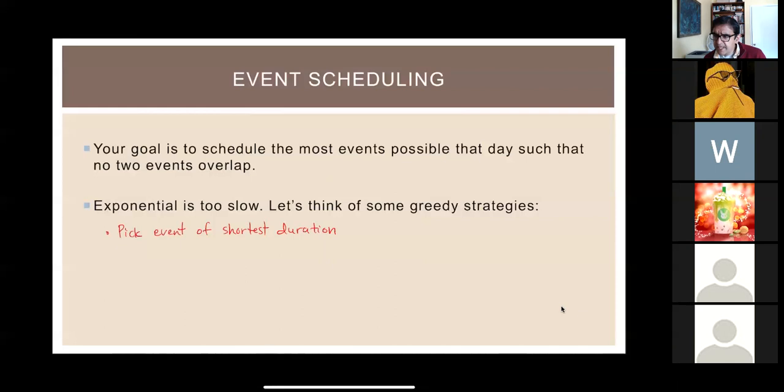Pick the event that ends earliest. In each case, we're just going to say, what is the next event we should pick? We're going to pick events one at a time. So one strategy is to always pick the one of shortest duration. You pick the shortest one, then the next shortest one that's still available, then the next shortest one that's still available. Let's see. Patrick is saying pick the event that ends earliest.